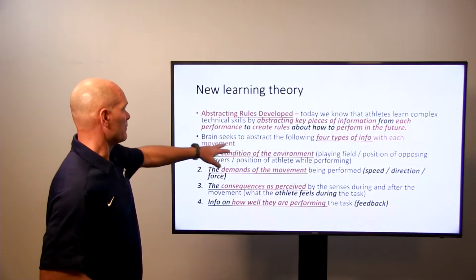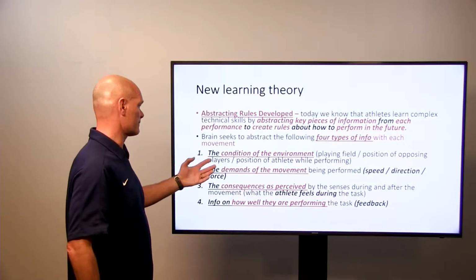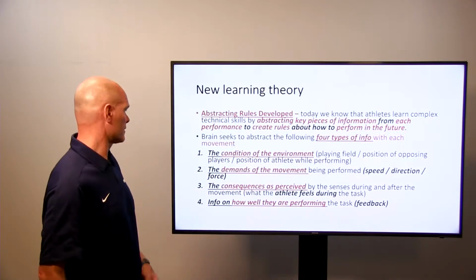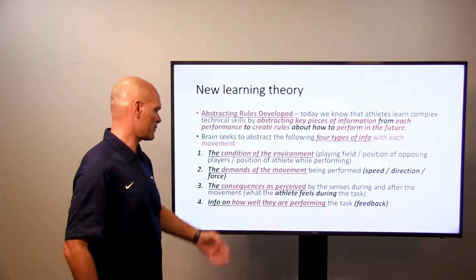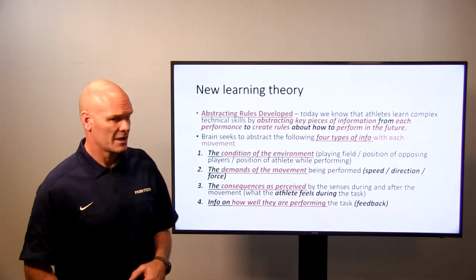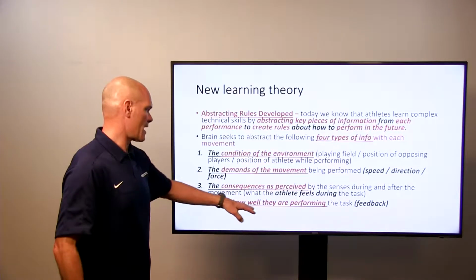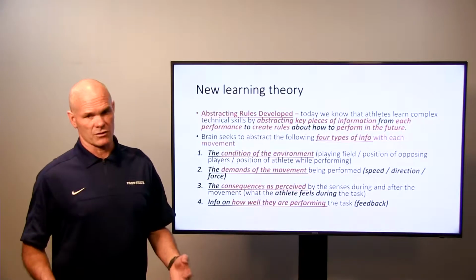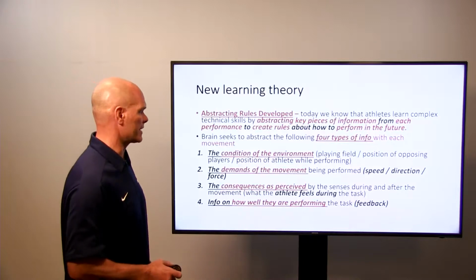Okay? And the brain goes through 4 types of processing the information. It's the condition of the environment, the demands of the movement: speed, direction, force, the consequences as they're perceived. It's how the athlete feels before, during, and after. And then last, how well they're performing information. That's where you need to give some feedback, and we'll talk about what is the balance in that.